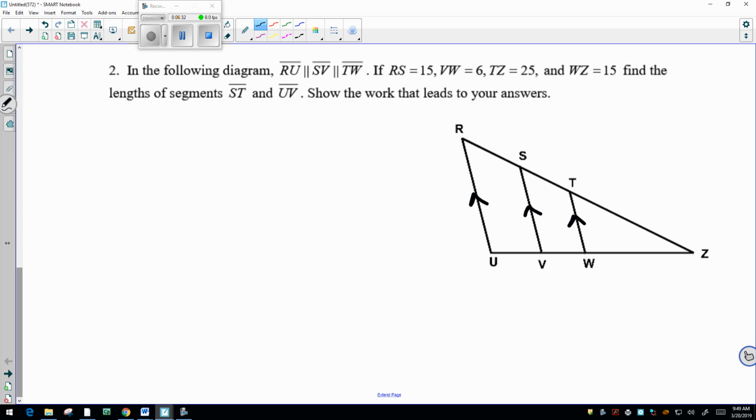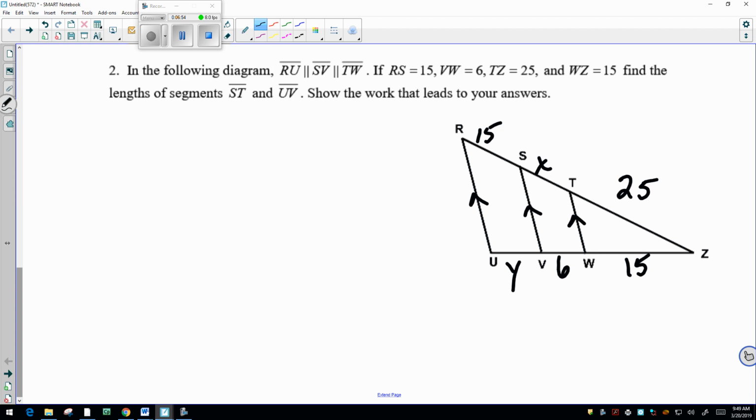So we have RS is 15. We have TZ is 25. I missed one. VW is 6. WZ is 15. And it says we have to find the lengths of the missing segments. So I'm going to call STX and I'm going to call UVY. Okay. And I would do this one at a time.